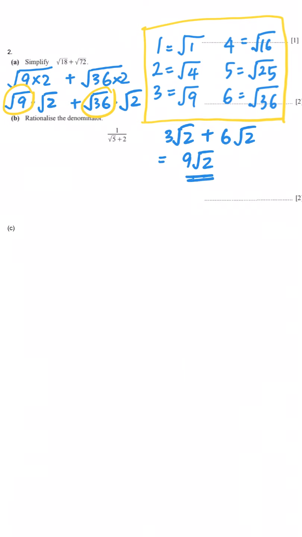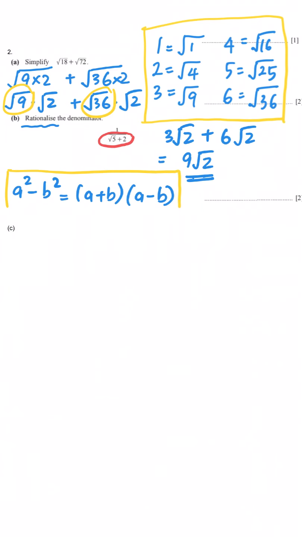Okay, so question B, rationalize the denominator. Rationalizing the denominator means that we need to make this denominator a rational number. So this is an irrational number, or we can say we need to have a whole number here. The concept that we're going to apply for this is, again, a² − b² = (a + b)(a − b). This is the only concept that we're going to apply in rationalizing the denominator.